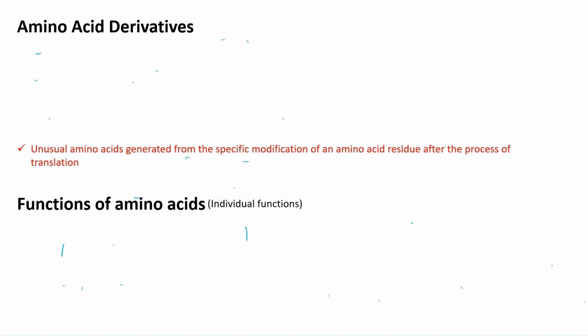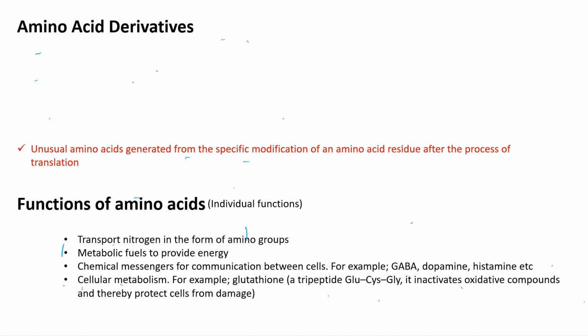Now, what are the functions of amino acids? We are talking about functions of individual amino acids and not the function of proteins. The first function is that they help in the transport of nitrogen in the form of amino groups. Next, they function as metabolic fuels to provide energy. They function as chemical messengers for communication between cells, and they help in cellular metabolism. So these are the functions of individual amino acids.